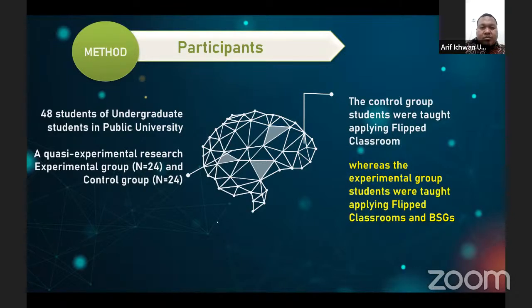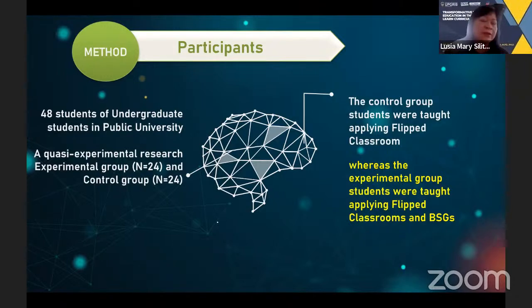Why do we use two groups? Because we want to know the result of our new intervention. The intervention here, done by the teacher, is using an instructional approach, flipped classroom, and a game-based tool. In this case, we use a business simulation game. So the control group students were taught applying flipped classroom, and the experimental group students were taught by flipped classroom also, but we add game-based learning, or business simulation game in this case.